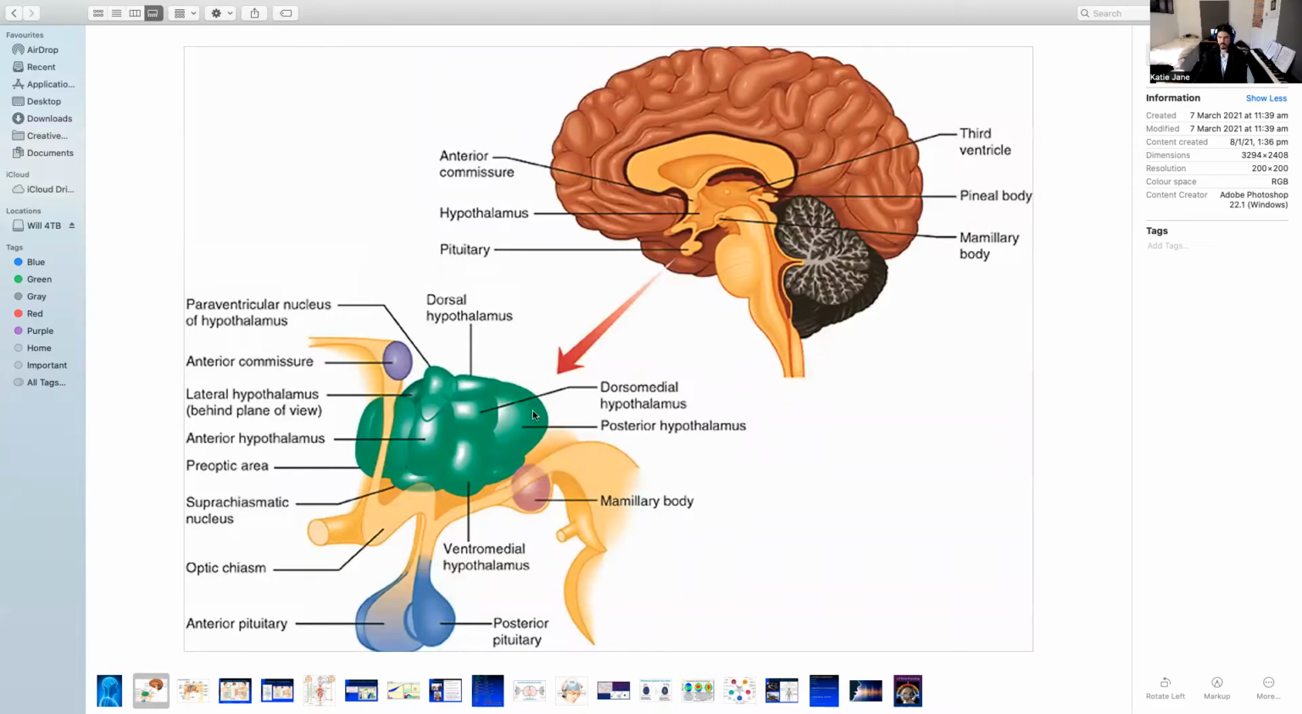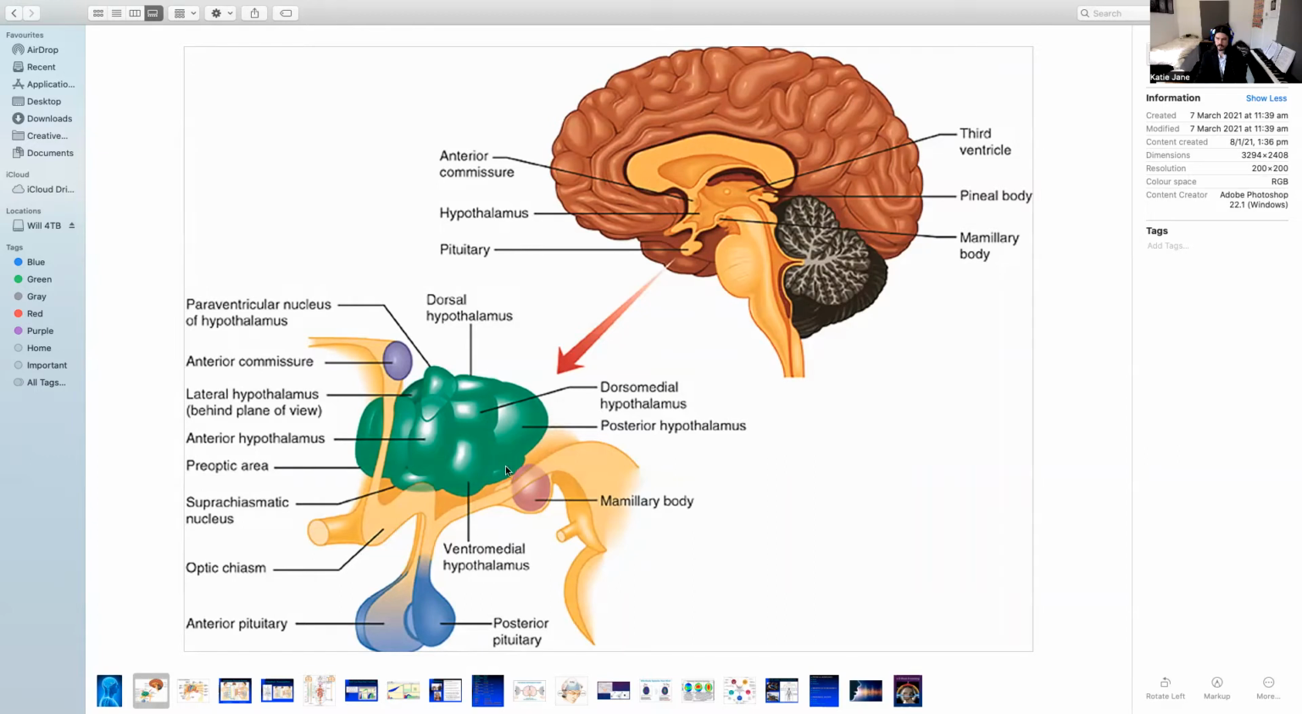The posterior hypothalamus here is connected to our sympathetic nervous system or our stress response, which I'll show you a bit more about soon. And the anterior hypothalamus, this little mini organelle, is responsible for the parasympathetic nervous function, and that is our rest response.